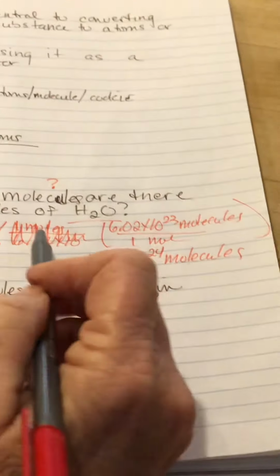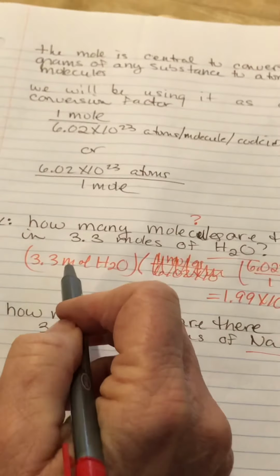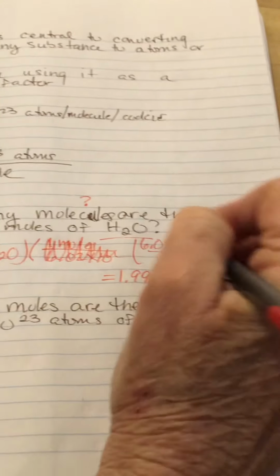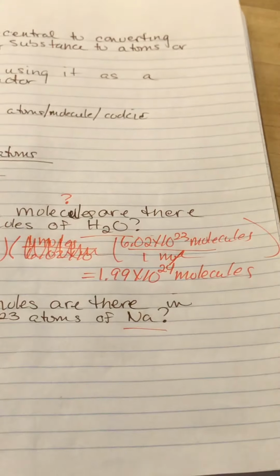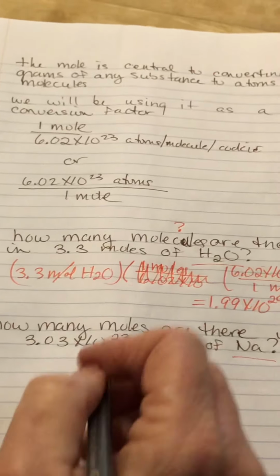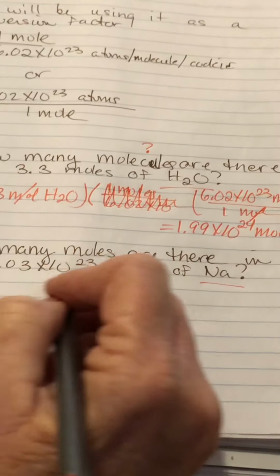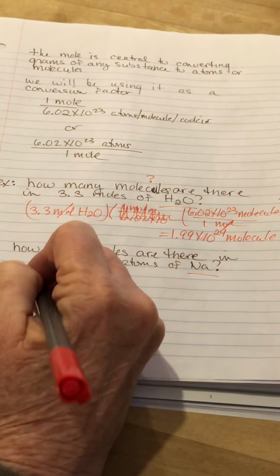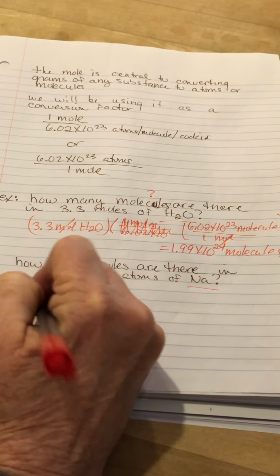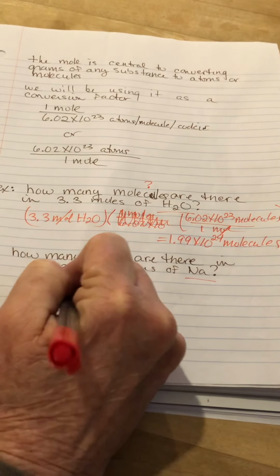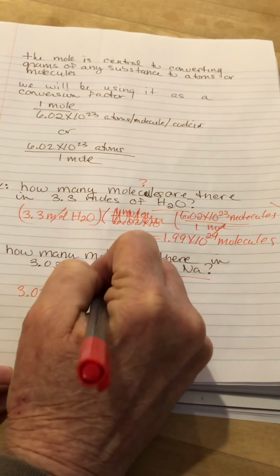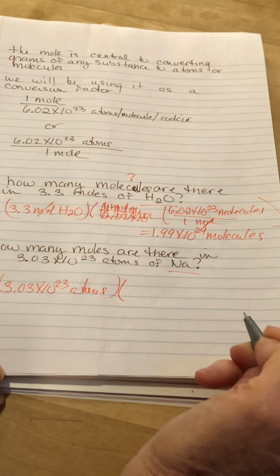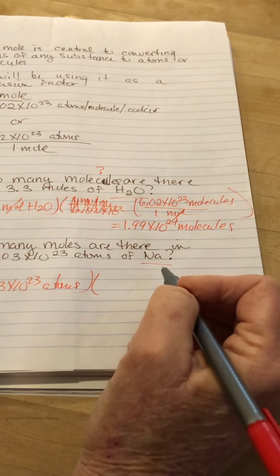Okay, so ignore all the scribble. I have the unit I want to get rid of on the numerator, and in the denominator, multiply those two together and I get that. On the other hand, if I want to know how many moles are in 3.03 times 10 to the 23rd atoms of sodium, I'm going to start with my atoms of sodium. 3.03 times 10 to the 23rd atoms. I know Avogadro's number. I'm going to look up here.